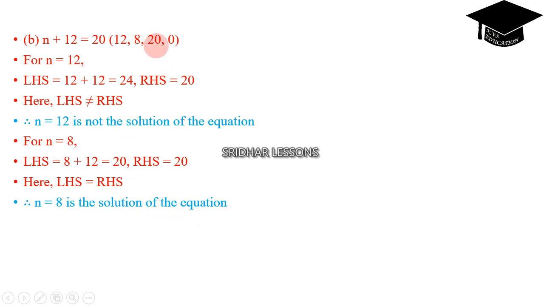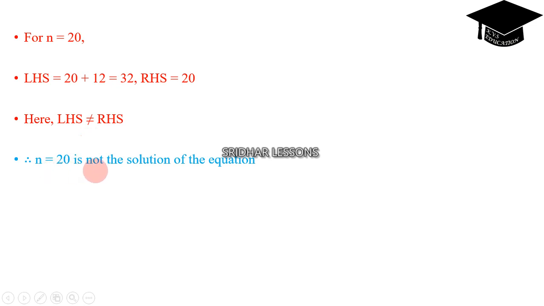Next we are going to take the value n is equals to 20. For n is equals to 20, LHS is equals to n plus 12, that means 20 plus 12, that is equals to 32. But RHS is equal to 20. Here LHS is not equal to RHS.